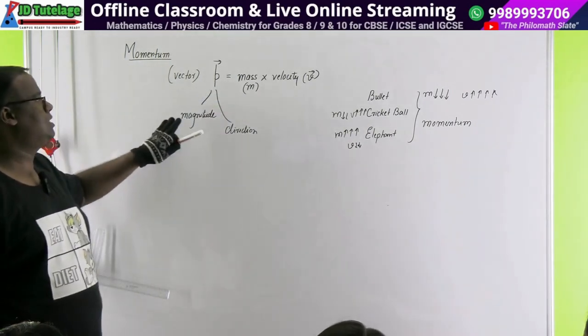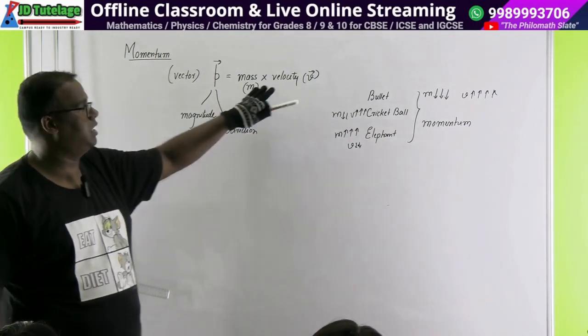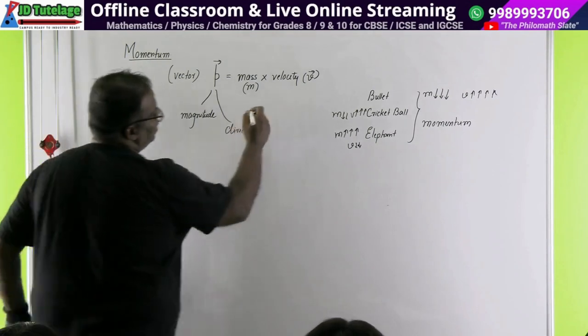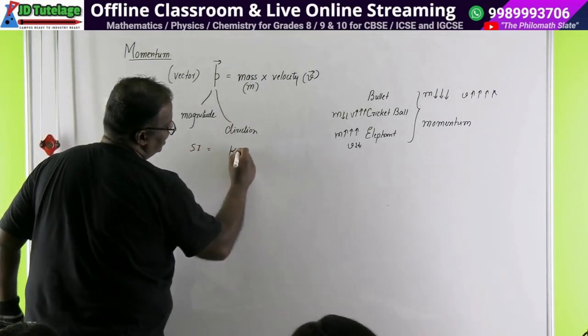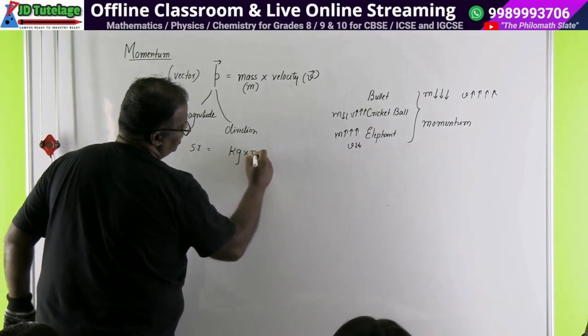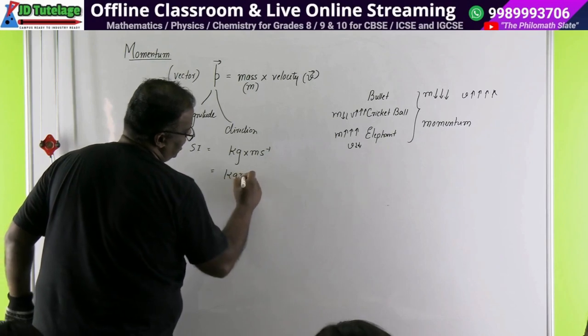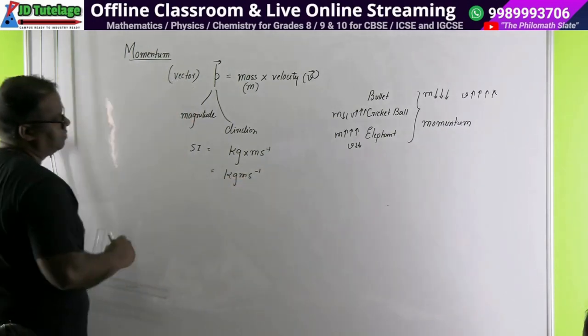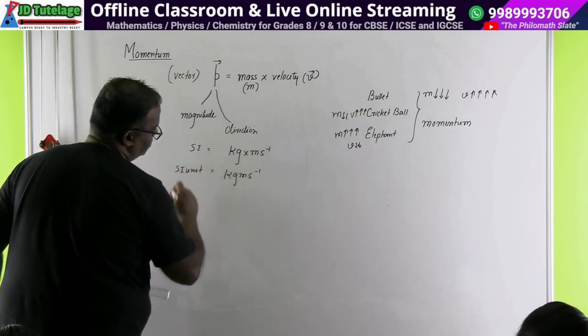Since it is a vector, it has a magnitude, given by the product value of mass and velocity, and direction being the direction of velocity. So in SI unit, what should be the unit of momentum? Mass is always measured in kg and velocity is measured in meters per second. So the SI unit of momentum is kg m s^-1. This is the SI unit of momentum.